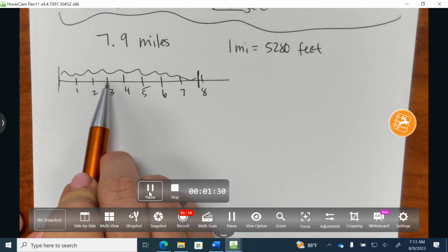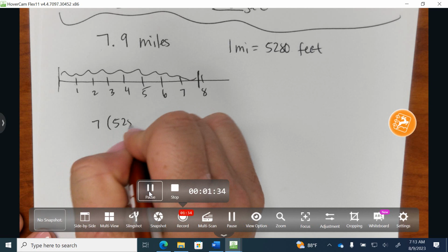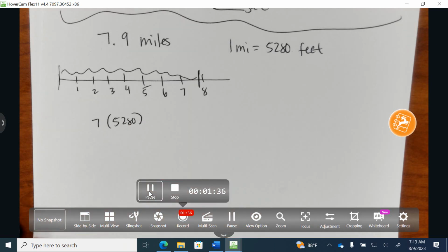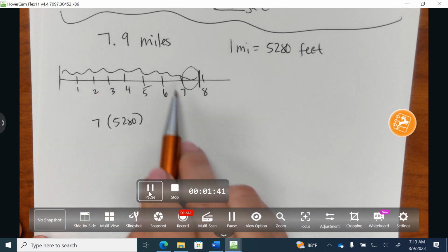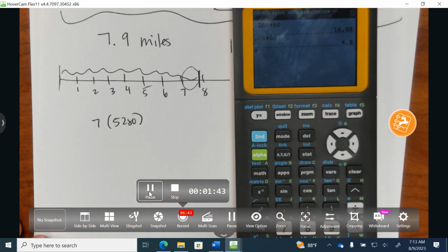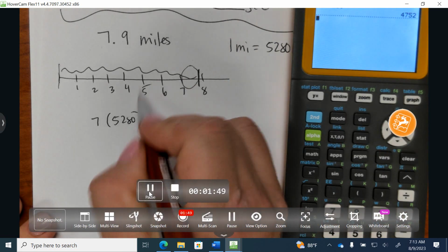So there's a total of 7 full segments. So I have 7 times 5,280. And then I have this partial. I have 90% or 0.9 of this additional mile. So on my calculator, I'm going to take 0.9 times 5,280, and I'm going to write down that last part.